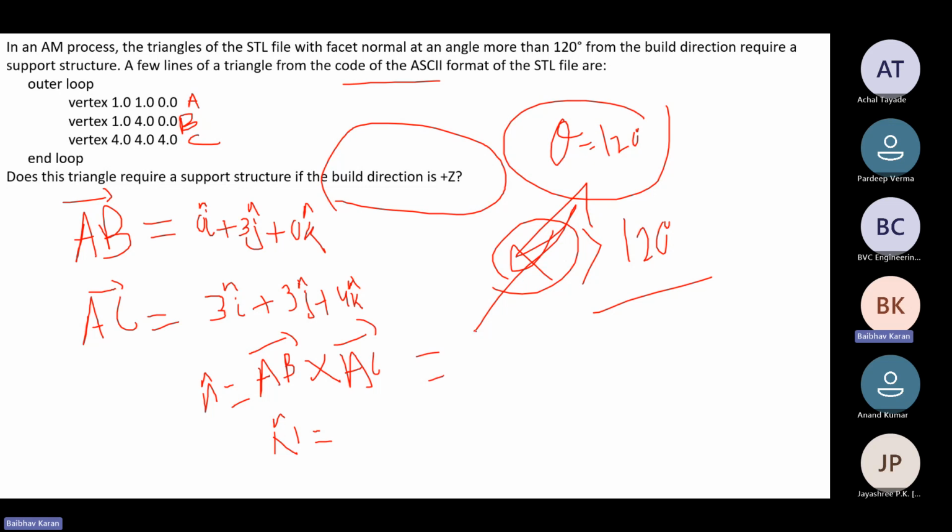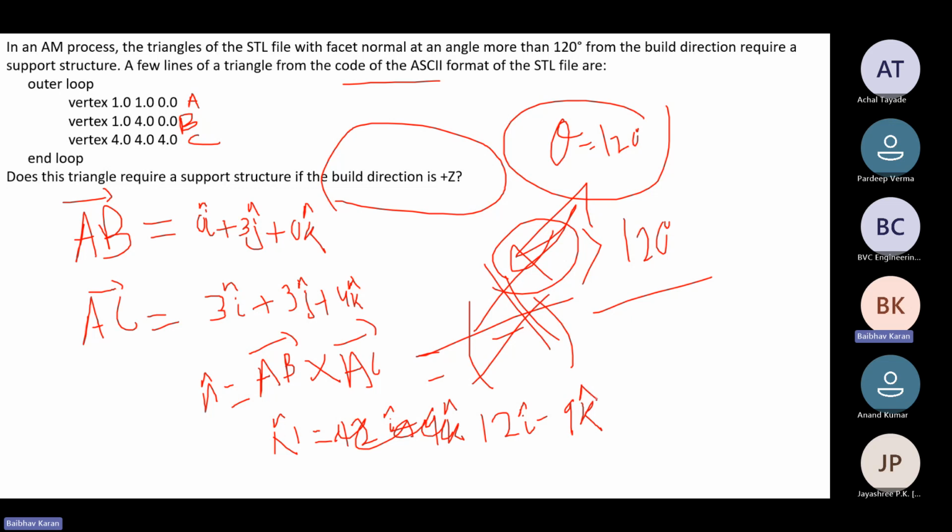You know the formula for cross product, right? Okay, I will not tell you the formula for the cross product. You have to look for the formula. So finding the cross product, the value of normal vector will be 12 i cap plus 9 k cap. Is it plus 9? 3 into 3, 9, 4 into 3... Sorry, it will be minus 9. 12 i cap minus 9 k cap. There is no j cap value. J cap is 0.